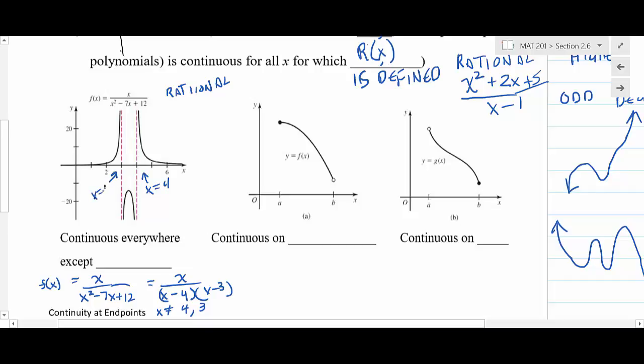You have a vertical asymptote at x equals 3. So we'd say that this function is continuous everywhere except where it's undefined. So it would be everywhere except x equals 3 and x equals 4 because of the asymptotes.